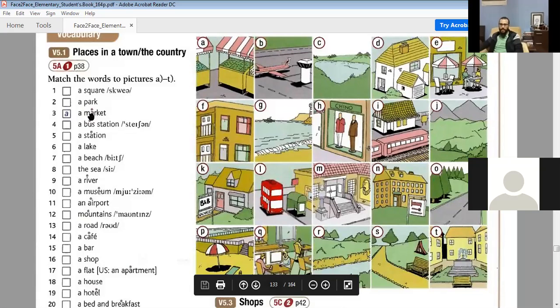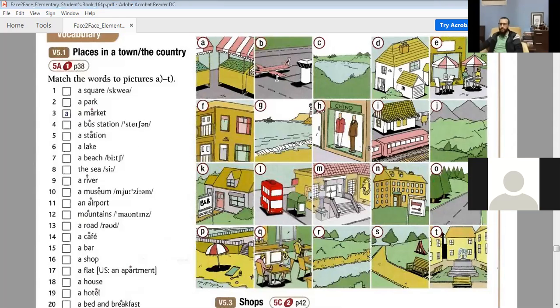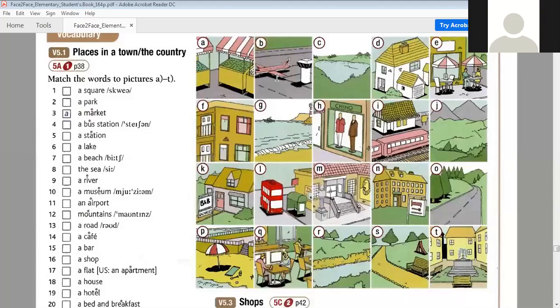So A is already answered, okay? A is a market. What's B? An airport. Can everybody see picture B? What's this? Airport, right? Yes. So let's answer this. Let's write B for airport.